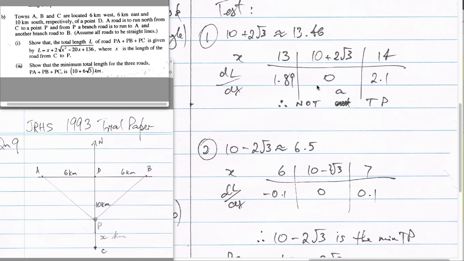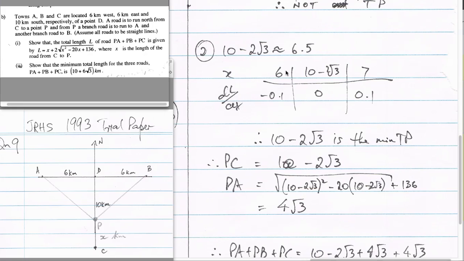What I find is that I got 2 positive answers. This is not a turning point. Then I substitute from 6.5, 6 and 7, and I get a change in derivative sign. And so this is a minimum turning point.